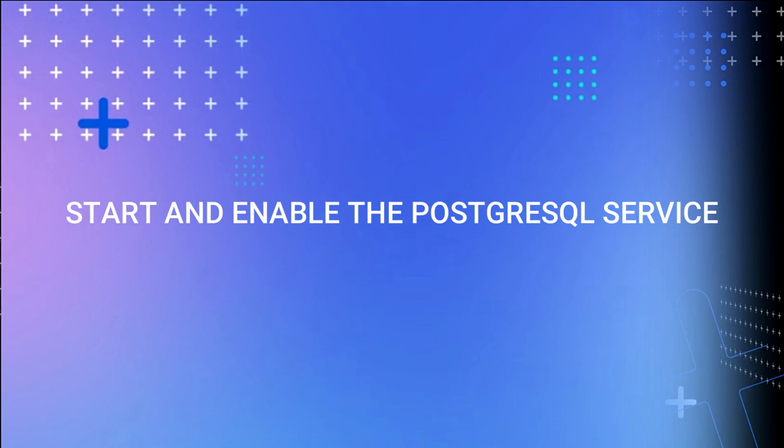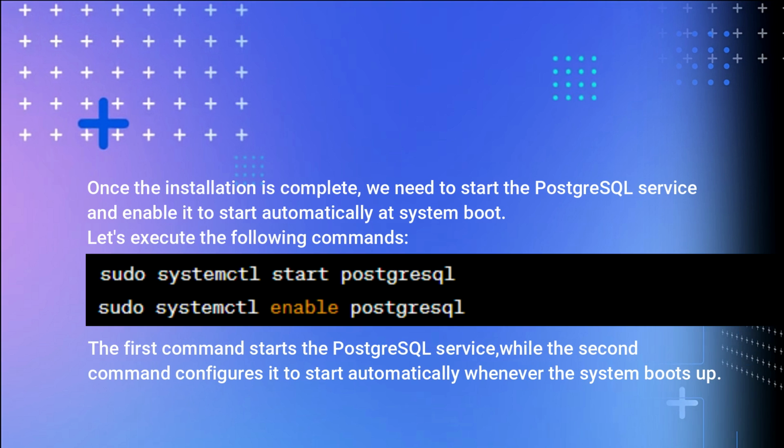Start and enable the PostgreSQL service. Once the installation is complete, we need to start the PostgreSQL service and enable it to start automatically at system boot. Let's execute the following commands. The first command starts the PostgreSQL service, while the second command configures it to start automatically whenever the system boots up.